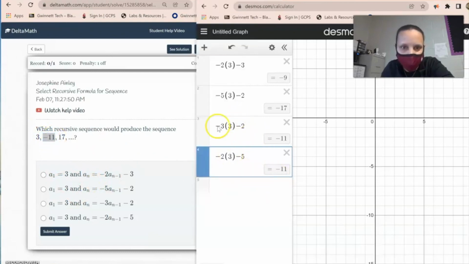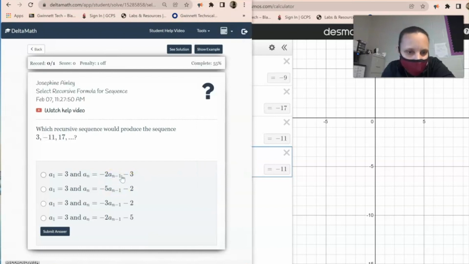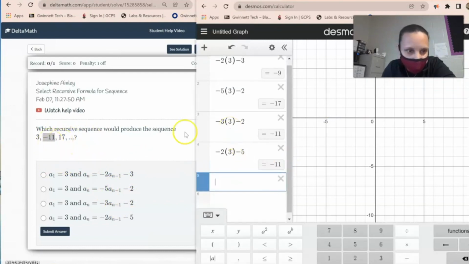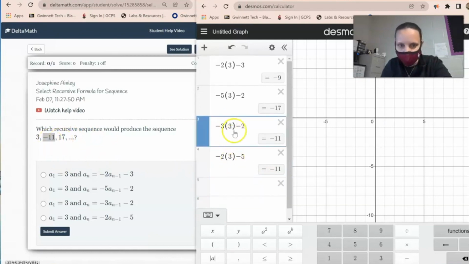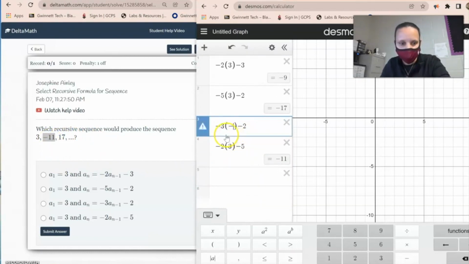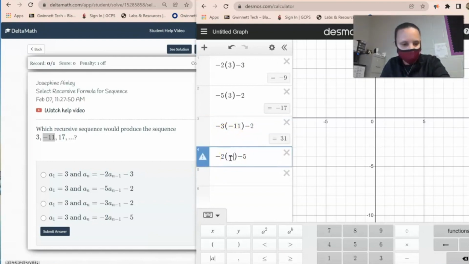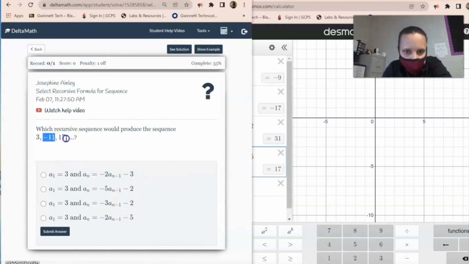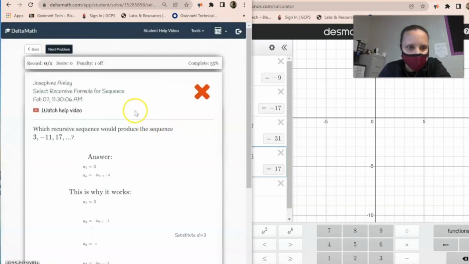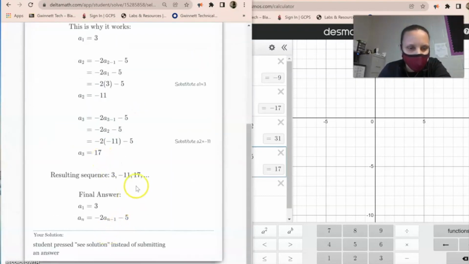So now I'm looking at these last two. Now I'm on A2, which is negative 11. When I put in that term and do this to it, do I get 17? These are the only two that are working so far. So negative 11 and negative 11. Do I get the next one, which is 17? Only on the last equation. So yep, it was the last one.